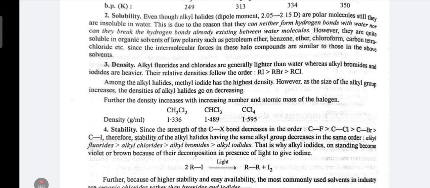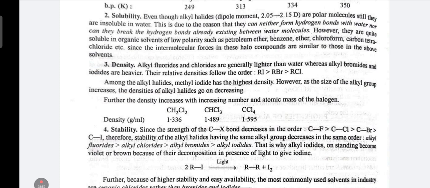Density. Alkyl fluorides and chlorides are generally lighter than water, whereas alkyl bromides and iodides are heavier. Their relative density follows the order RI, RBr, RCl. Among the alkyl halides, methyl iodide has the highest density. However, as the size of the alkyl group increases, the density of the alkyl halide decreases.